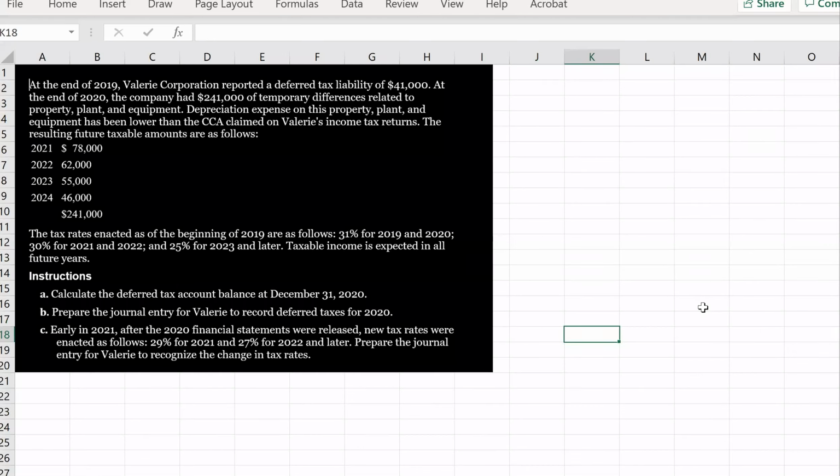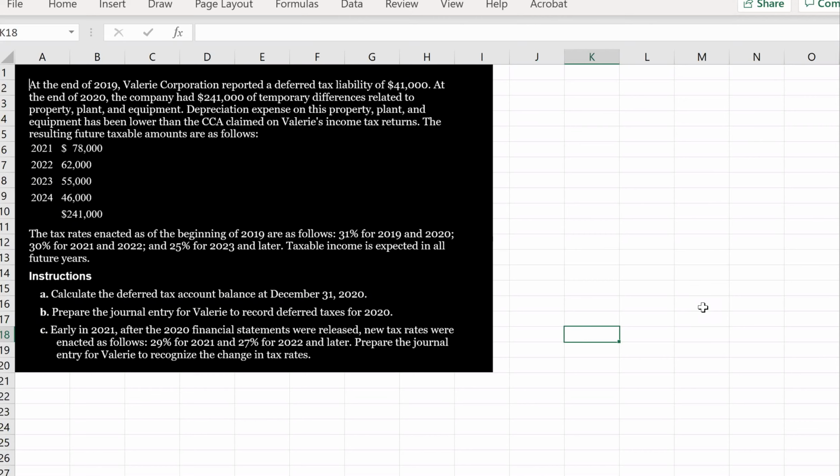At the end of 2019, Valerie Corporation reported a deferred tax liability of $41,000. At the end of 2020, the company had $241,000 of temporary differences related to property, plant, and equipment. Depreciation expense on this property, plant, and equipment has been lower than the CCA claimed on Valerie's income tax returns. The resulting future taxable amounts are as follows. We're given some numbers there.